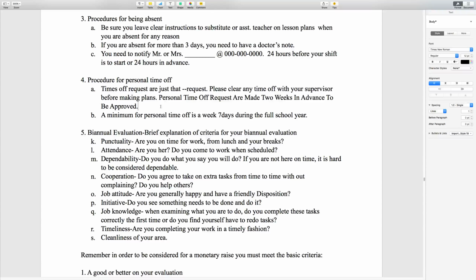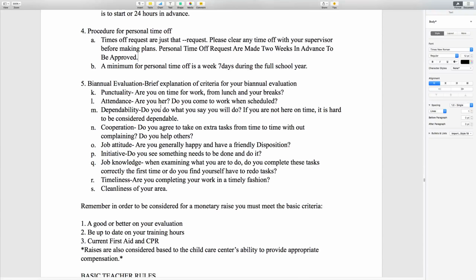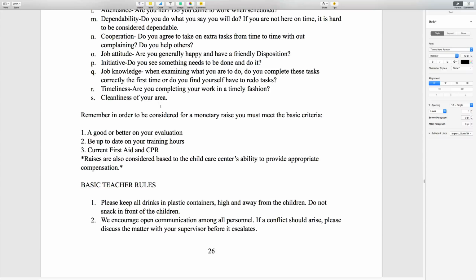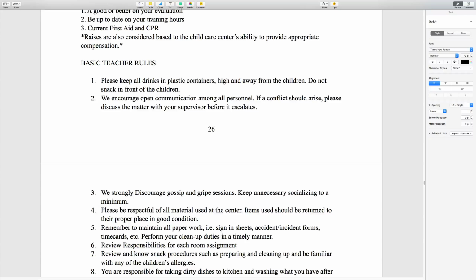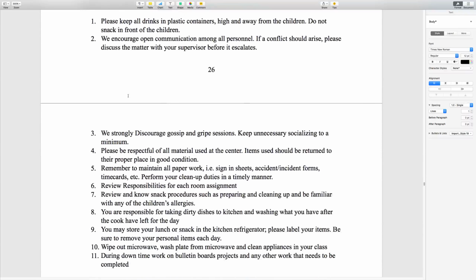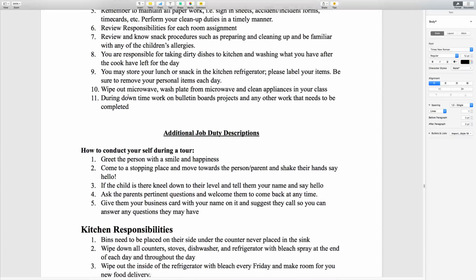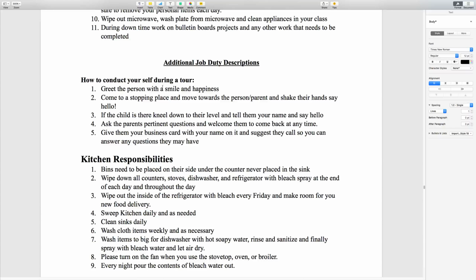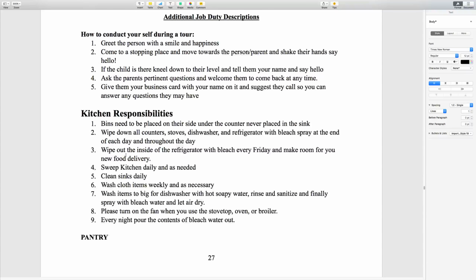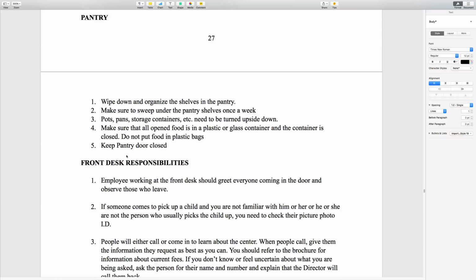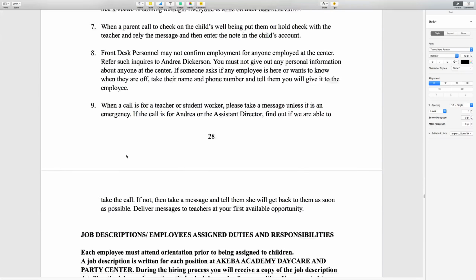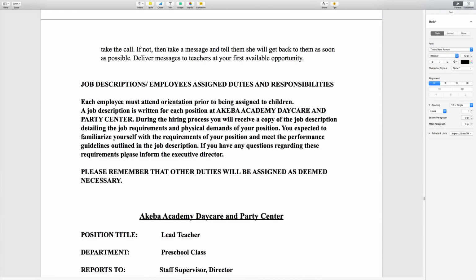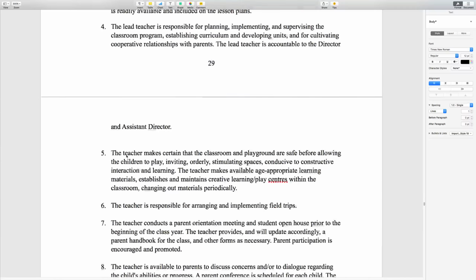Okay. Then you go through your biannual evaluation. Then you go through your basic teacher rules. Now, this is where I talked about how they have to understand their role in your organization. So you go through the rules with them. You go through their job duties with them, how to conduct yourself during a tour, kitchen responsibilities, how to do things in the pantry. If they were ever at the front desk, what are some things we have to do at the front desk?